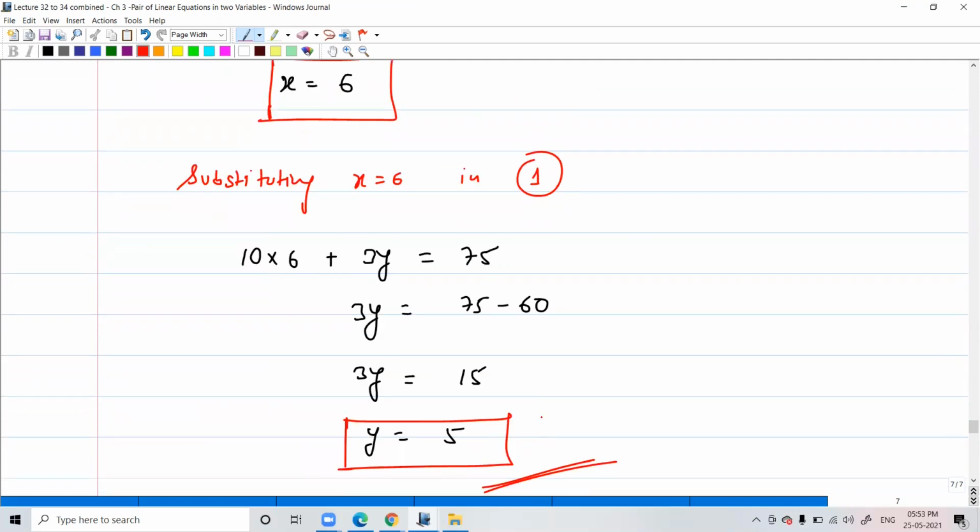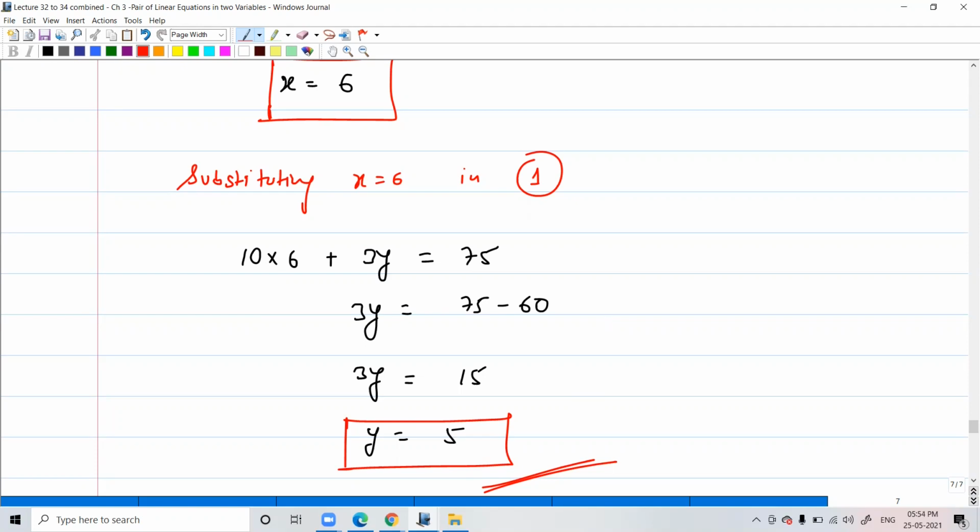5. Anyone needs explanation about this? How I did this? This is a simple linear equation. You know how to solve this. I move this to the RHS, 75 minus 60, and then it becomes 15, and 3 goes to the other side down there. So it will become 15 by 3, and 15 by 3 will become 5. Okay. Quickly confirm, guys. Do you understand this?